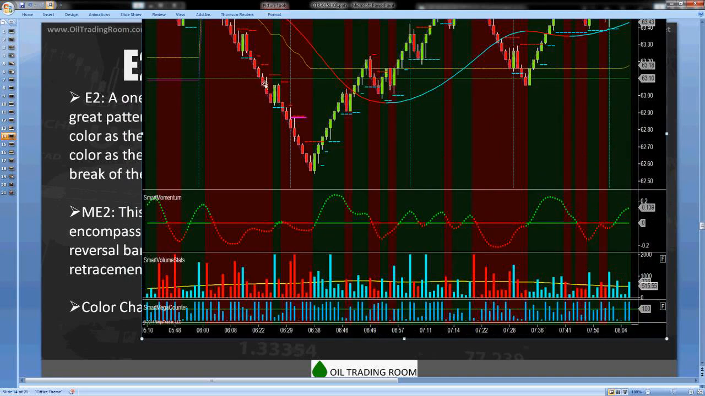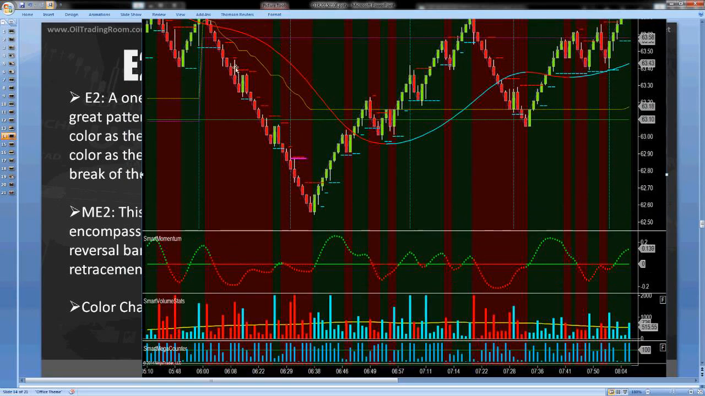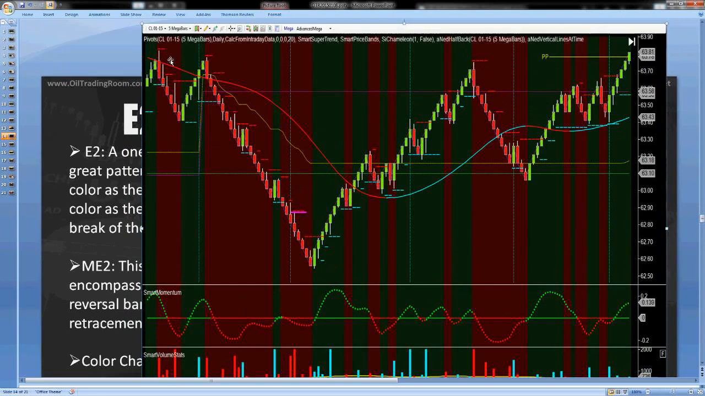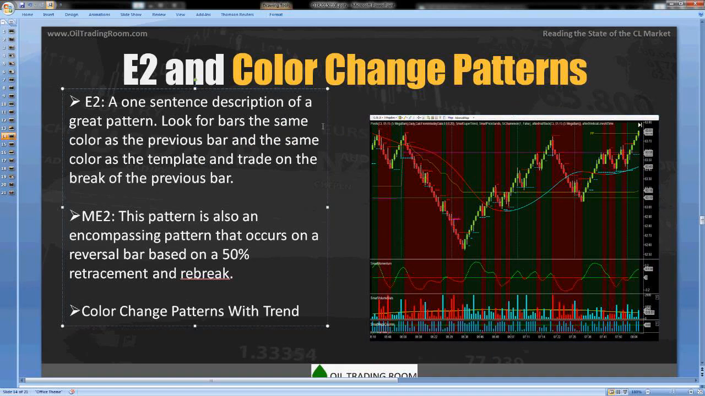For example, in the pattern right here, you see how this tail comes up and takes out the brick on this bar. When that breaks below, that's a sell, and that's with trend because the background is red. So if we go back and look at our description: look for bars the same color as the previous bar. Both of those bars are red, and the background is red. And trade on a break of the previous bar.